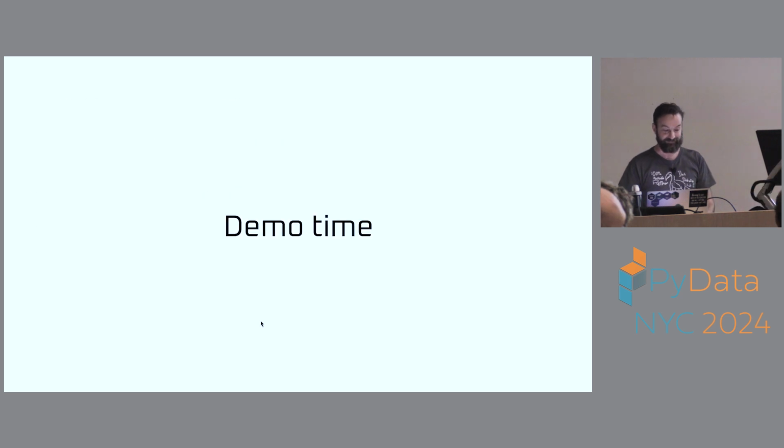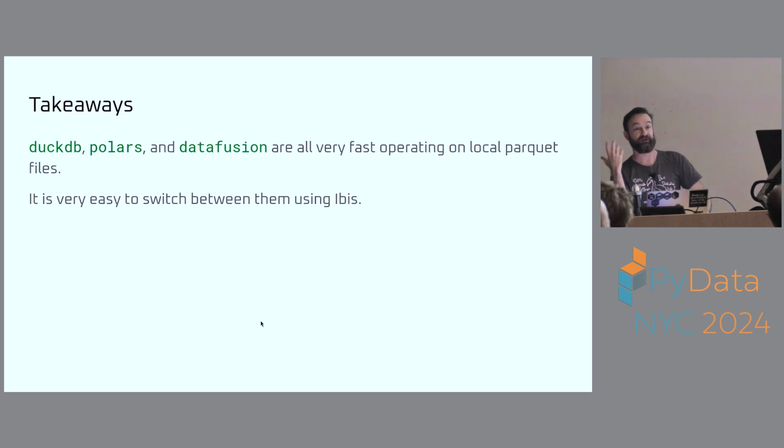So that stuff's awesome. Oh wait, downtime. Yeah, we did that. So takeaways here. DuckDB, Polars, and DataFusion are all very fast when you are operating on local Parquet files, also local CSV files, but CSVs are a nightmare, don't use them. It's really easy to switch between them using Ibis, right?